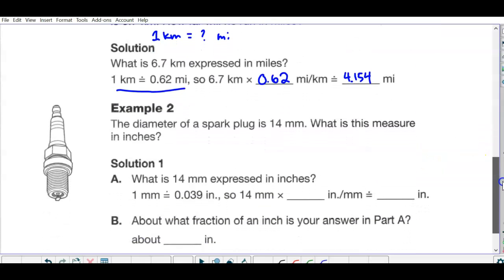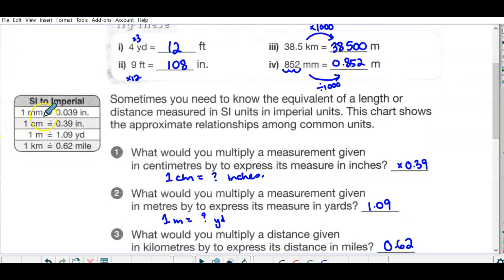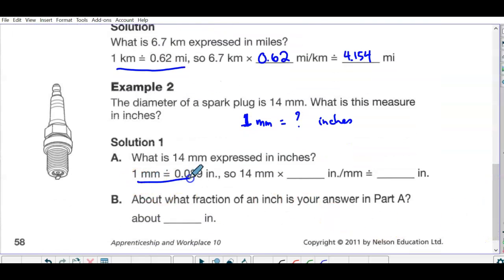Next one, the diameter of a spark plug is 14 millimeters. What is the measure in inches? So I want to look for a conversion from 1 millimeter to how many inches. In my chart, do I have that? Yeah, I do. Sometimes you might have to convert to centimeters or do two conversions, but in this case we don't. 0.039. So it's given there as well.